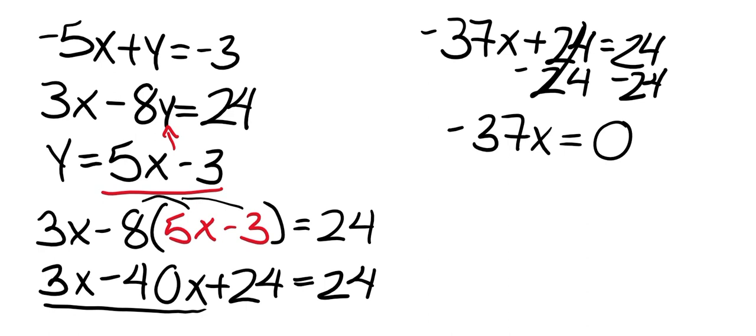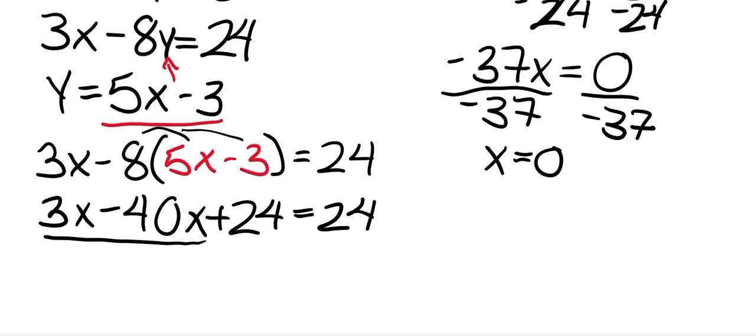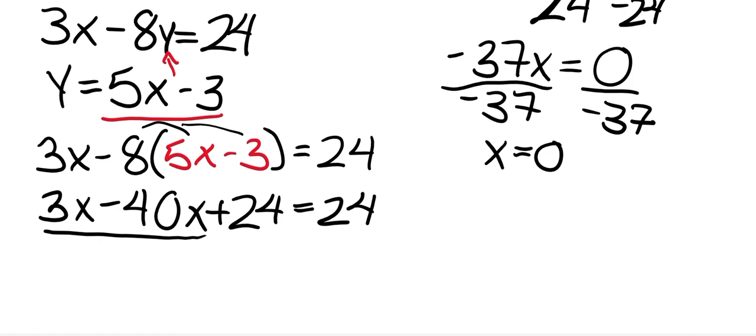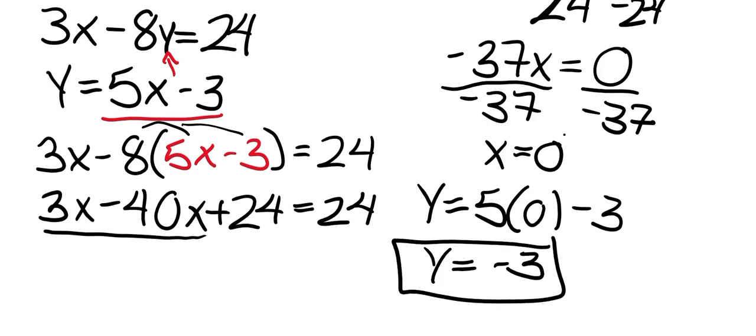Now to get x by itself, we're going to divide by negative 37 on both sides. And that's going to give us x equals 0. In order to find the y, we're going to plug in x equals 0 in for x in the equation that we have for y. y equals 5 times 0 minus 3, which gives us y equals negative 3.